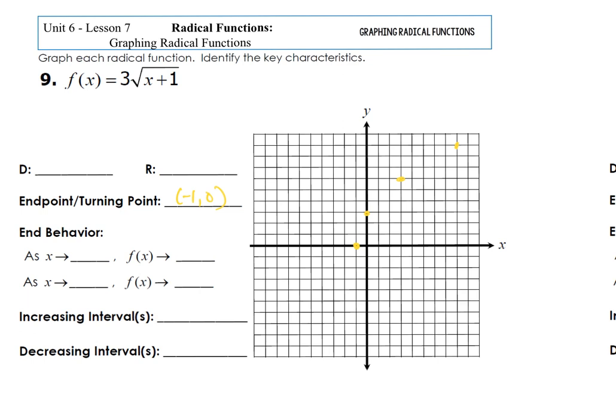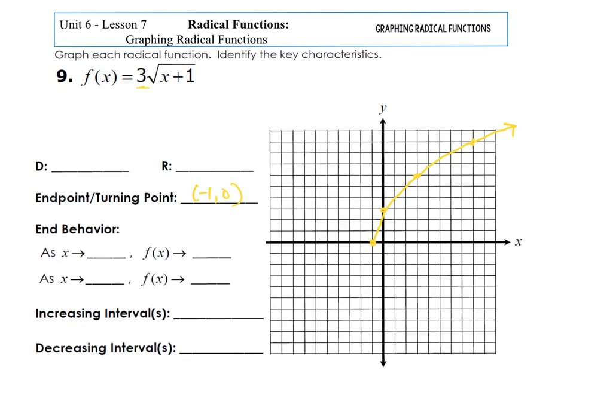Okay, so notice we did have this 3, which meant there was a vertical stretch. You can totally tell that this goes up a lot faster. It's stretched more than that other one was. Okay, and that's because of that 3 in front of our radical. That's what a stretch looks like.